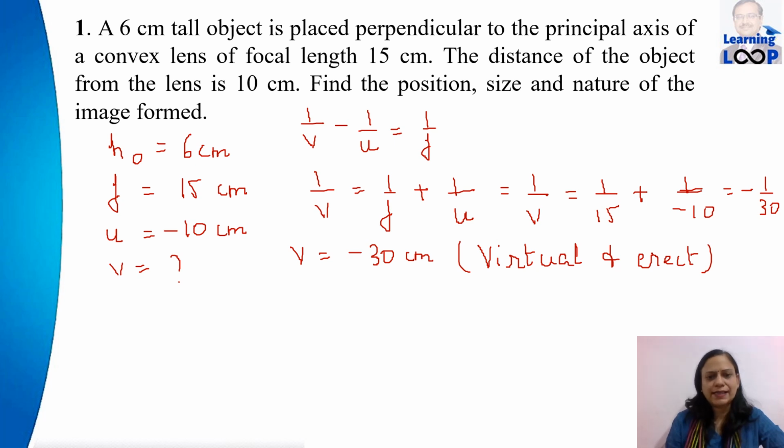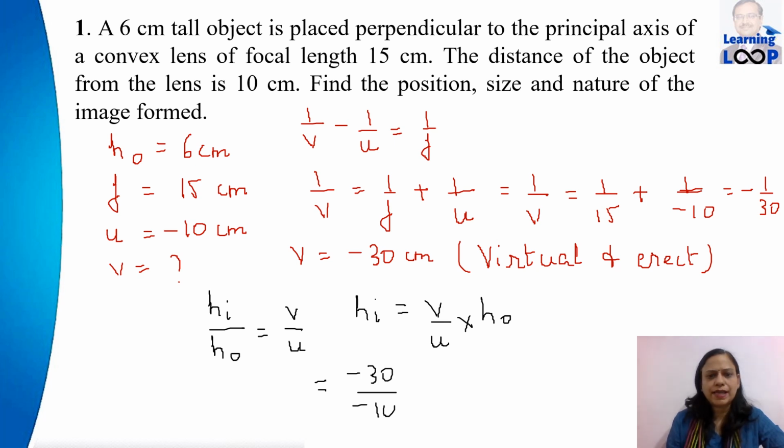So for finding the size, we will use the formula from magnification, that is height of image upon height of object is equal to v upon u. Again, we modify this formula according to our requirement. We have to find out hi, so it becomes v upon u multiplied with the height of the object. Substitute the values here. v is minus 30 that we just calculated. u is minus 10 and the height of the object here is 6. So this minus cancels with this. This cancels with this and we are left with the 3 here. So 3 times 6 gives you 18 centimeters as the height of the image, size of the image.